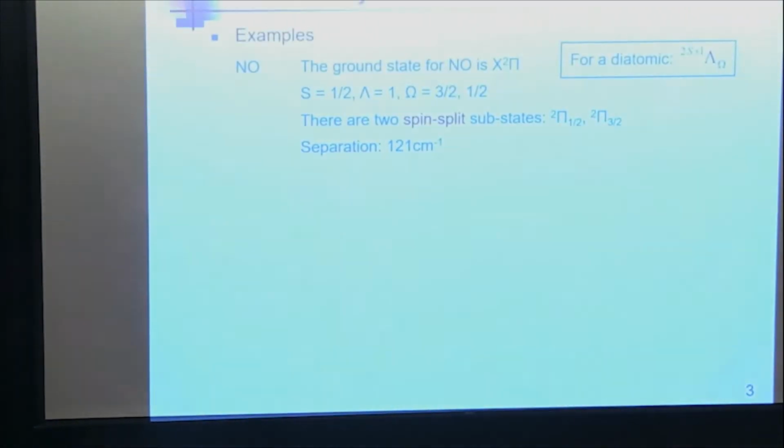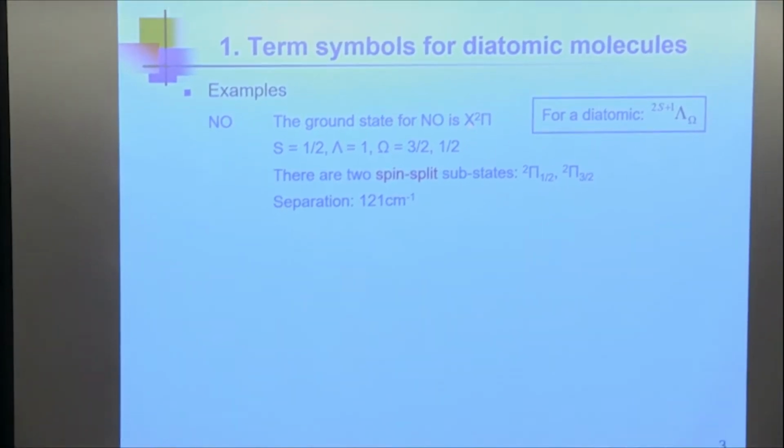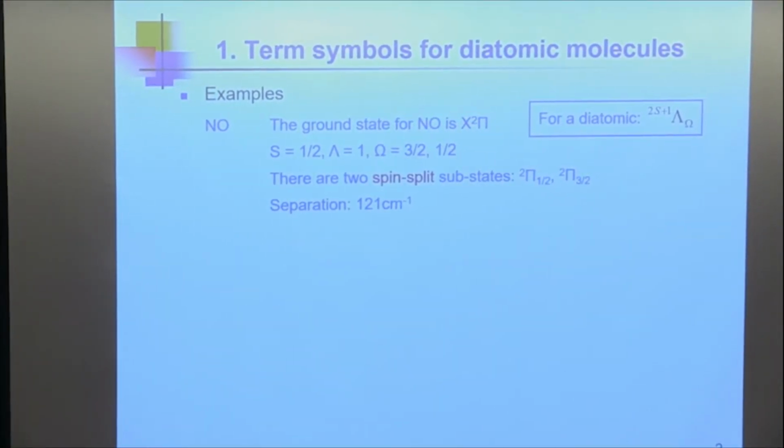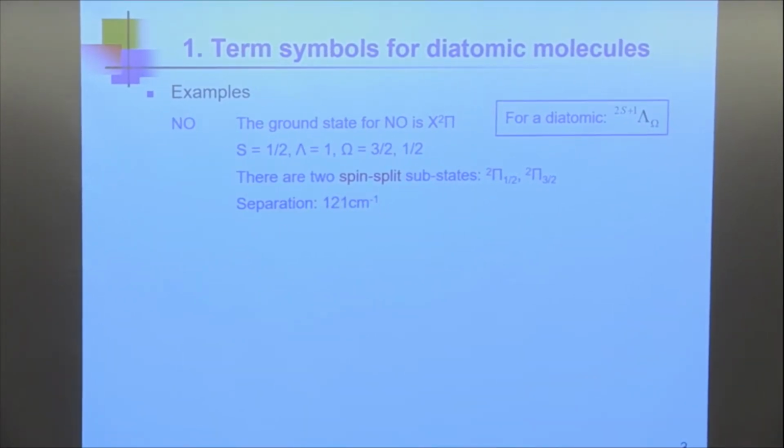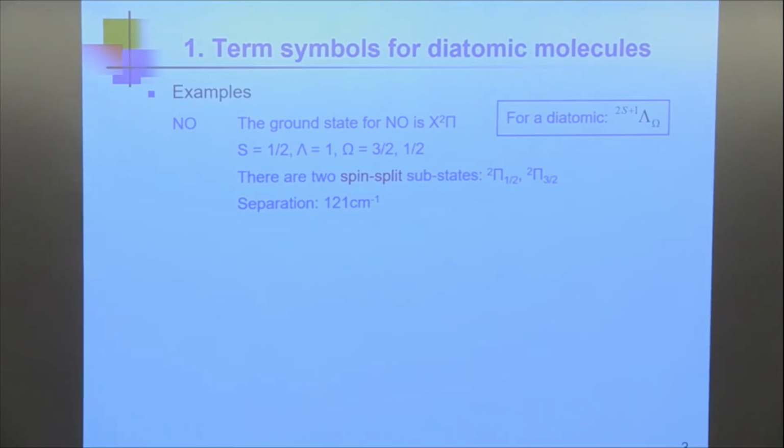Okay, nitric oxide. Nitric oxide, an important species, would be labeled with the symbol X2 pi. Capital X, the prefix, of course, means it's the ground electronic state. Now you've learned that 2S plus 1 is 2, so S is a half. Pi, now you've just learned, sigma pi delta, means that component is 1. So S is a half, lambda is 1. Now omega, which is the combination, will turn out to be 1 plus a half and 1 minus a half. So there are two possibilities.